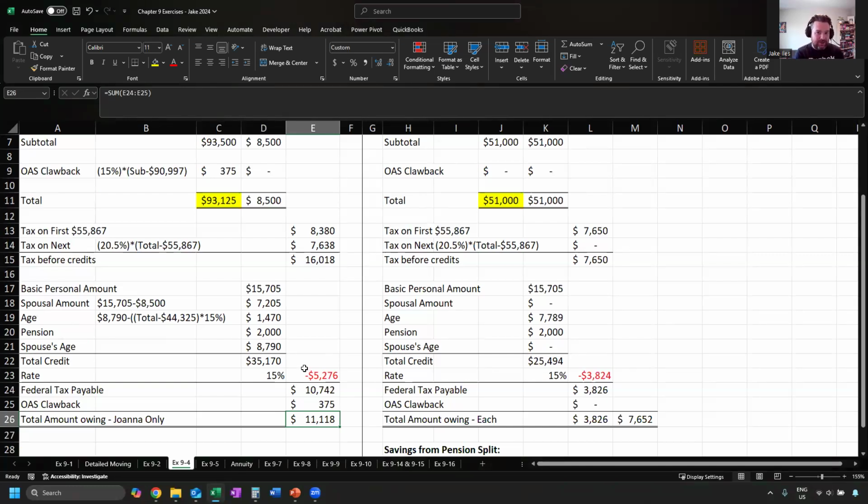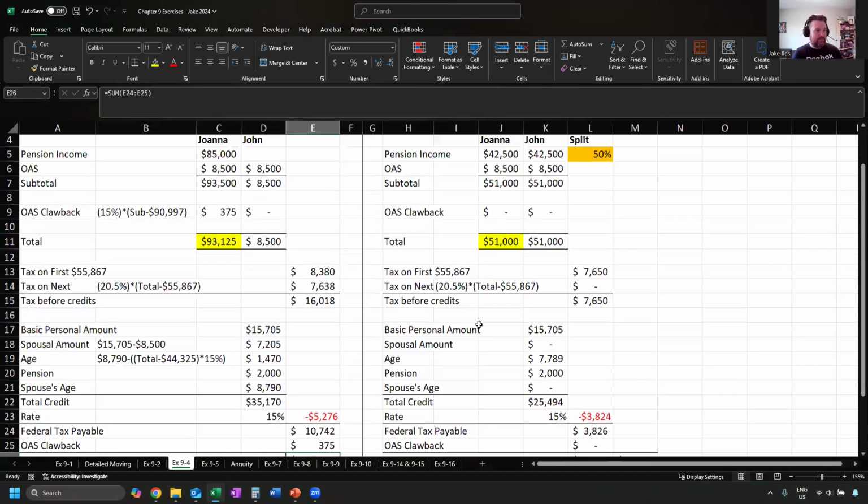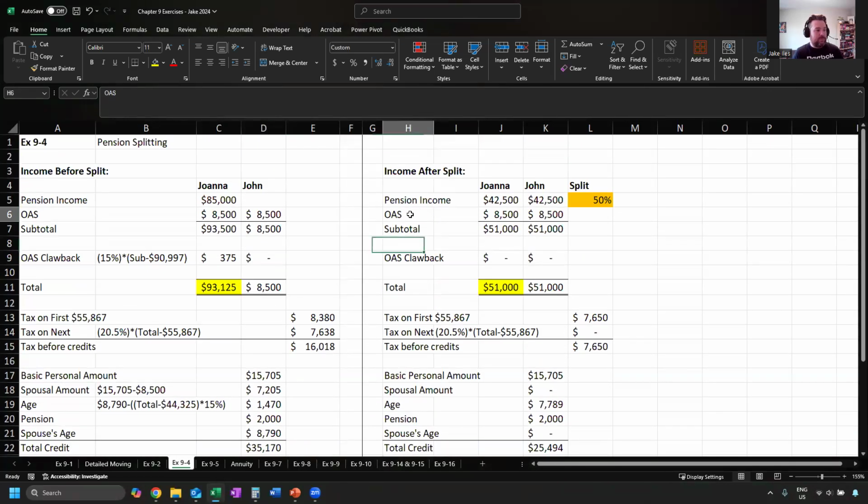If we split the pension income, can we save them some money? Given that Joanna and John both collected the same amount of OAS, and once the pension income is split at 50%, they're both now getting half of it, $42,500. So they have the same income.